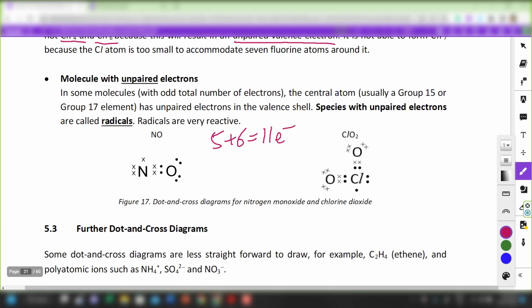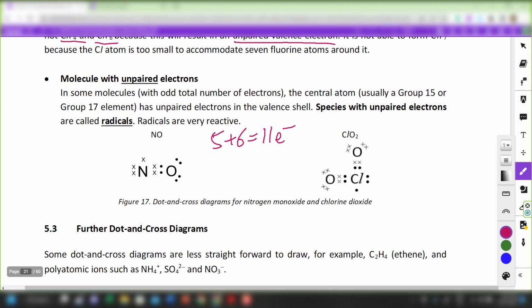If you have an odd number, it's not possible to pair them up in such a way that one of the atoms, or all the atoms, have an even number of electrons. It's not possible. So in this case, between N and O, the preference is being given to N having the unpaired electrons. Usually the less electronegative element will have the unpaired electrons.